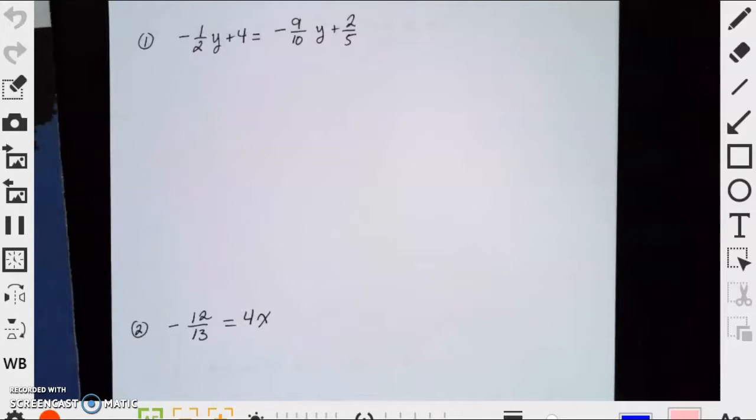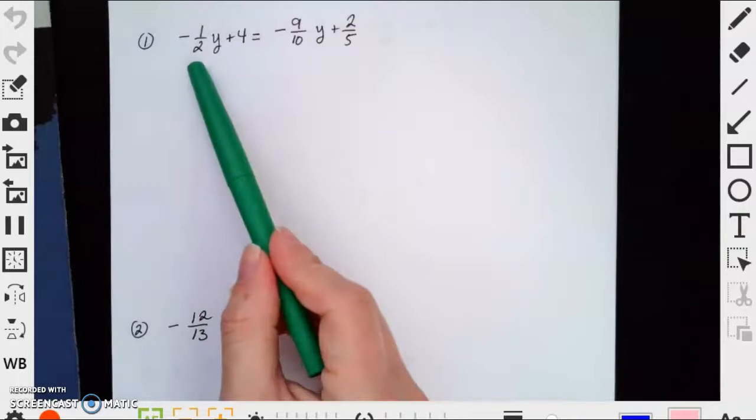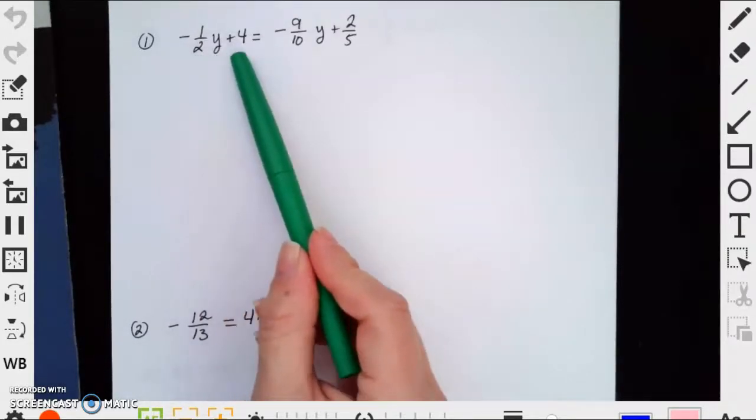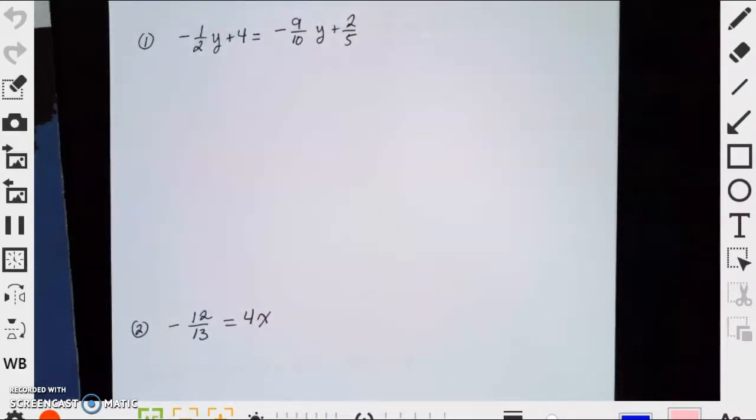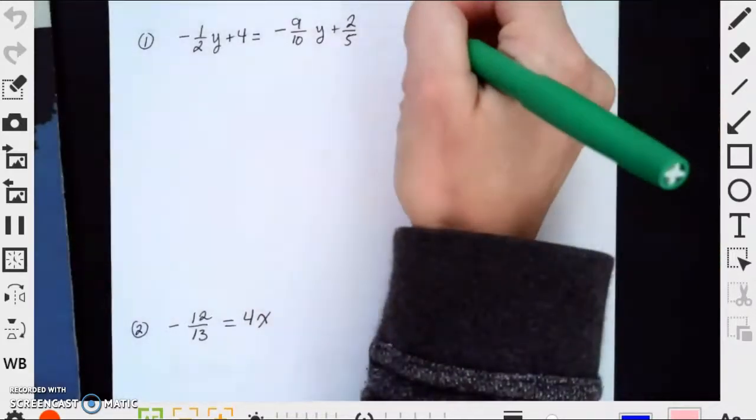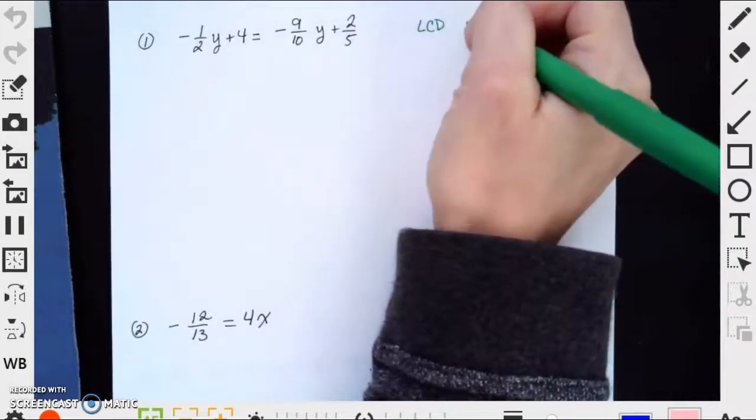But when we have fractions, we can use a strategy to help us clear out those fractions so we don't have to do the addition, multiplication with the fractions, which can sometimes just take a little more time. So what you're going to do is take a look at the fraction that you have and focus on the denominators of that fraction. So in this first example, my denominators are 2, 10, and 5. So I want to find the least common denominator of those three numbers. You can also think about that as the least common multiple.